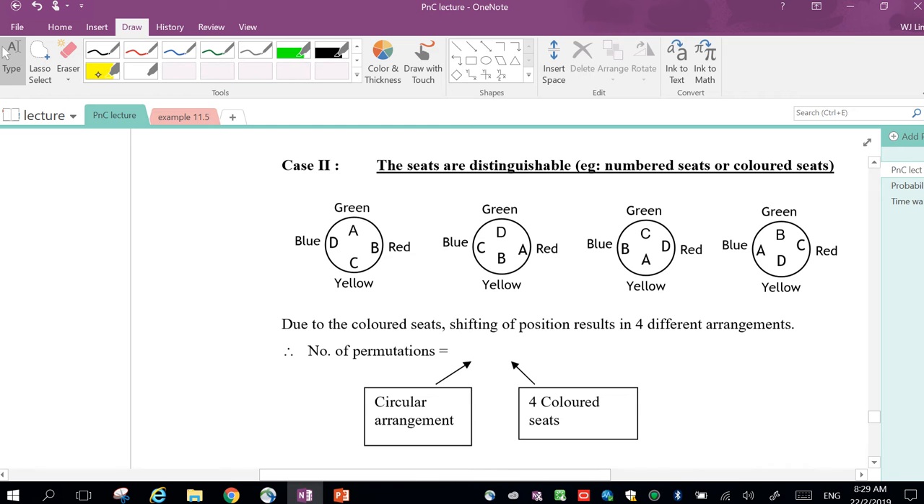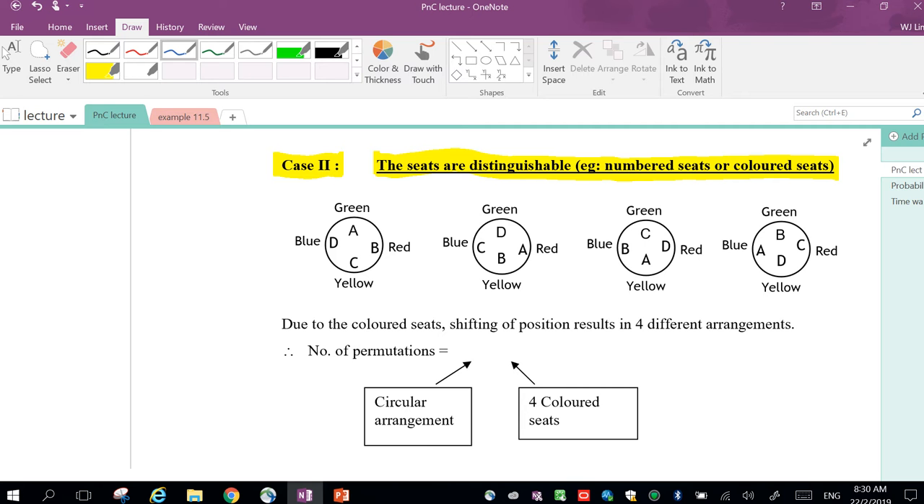Case 2. Just now what we did was, when the seats are all identical. Now, the seats are numbered or colored. So look at the screen here. It's still A, B, C, D. I rotate my A clockwise, it's still A, B, C, D. Agree? If the seats are identical, all of them are considered one arrangement, right?